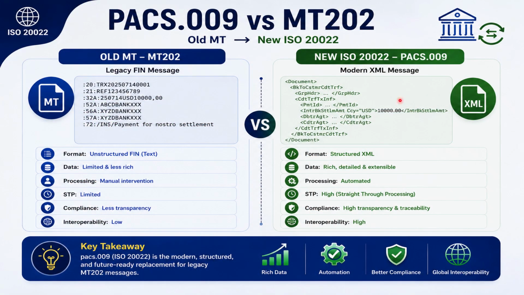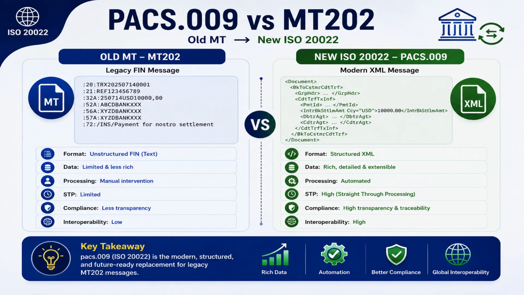Before ISO20022, banks commonly used MT202 for interbank transfers. Today, PACS009 is the modern ISO20022 equivalent. Unlike MT202's fixed FIN format, PACS009 uses structured XML, supports richer data, and improves automation, compliance, and straight-through processing.